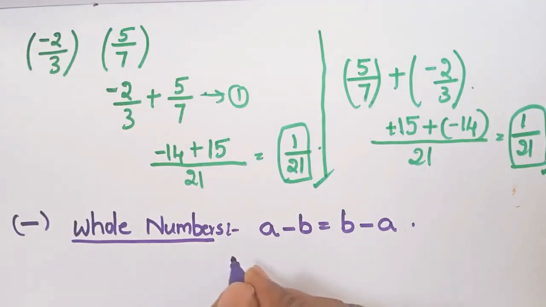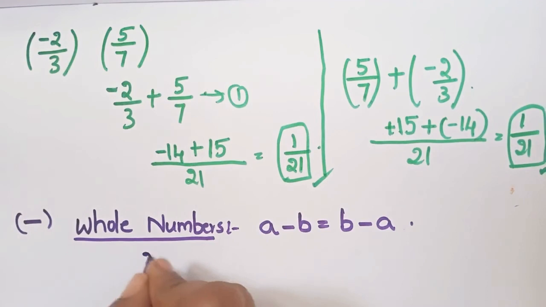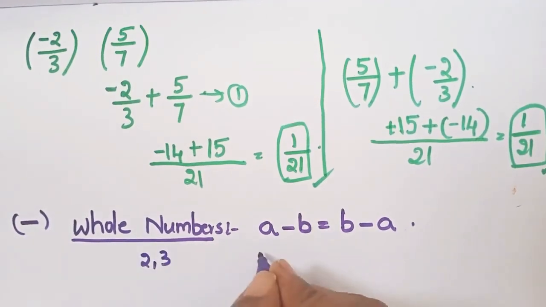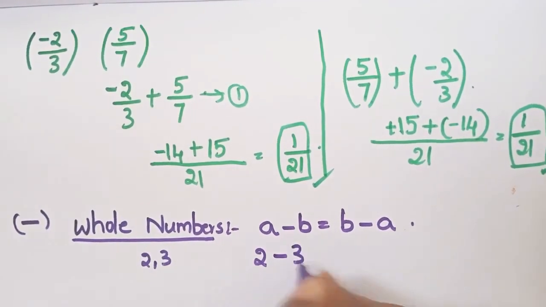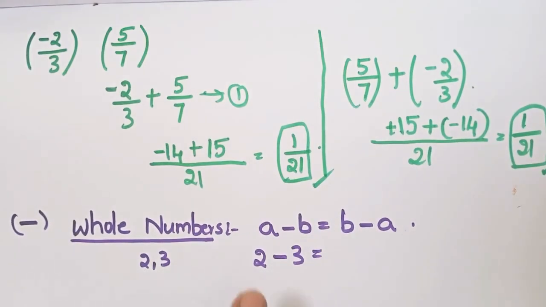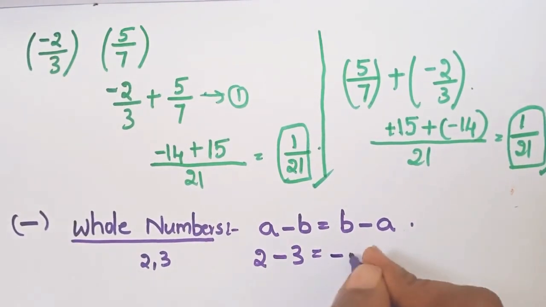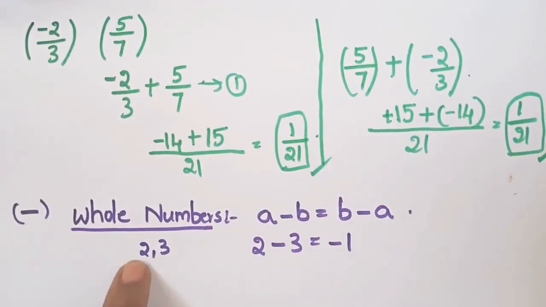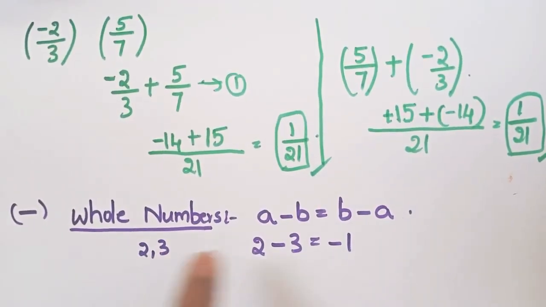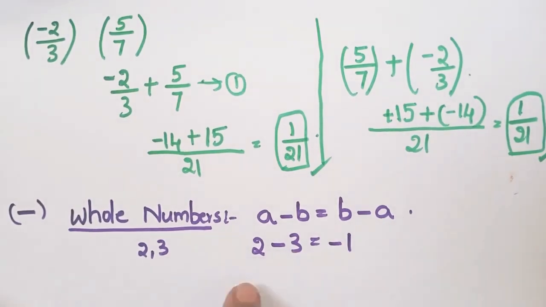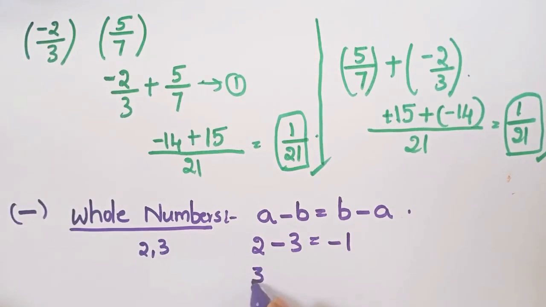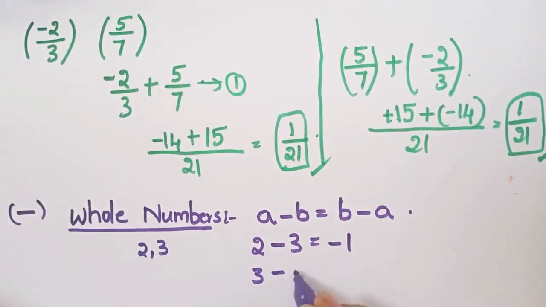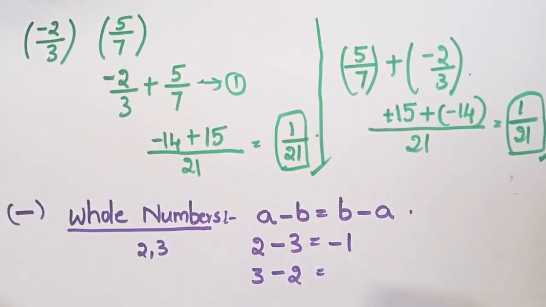Okay. For whole numbers, let me take just 2, 3. So when I do 2 minus 3, what will I get? I get a minus 1 here. These are my A and B. Now this is A minus B. Now I want to do my B minus A. So this is my B. So 3 minus A, which is 2. When I do 3 minus 2, I get just a 1.